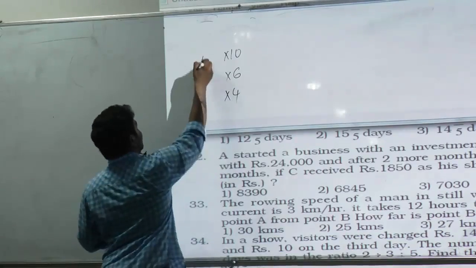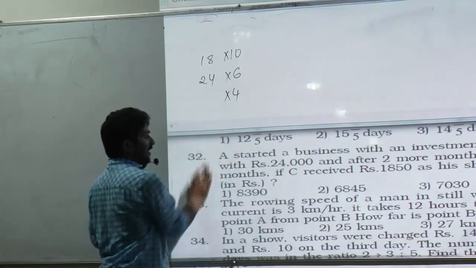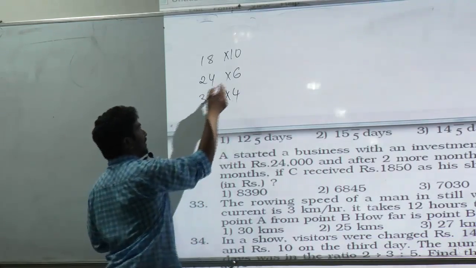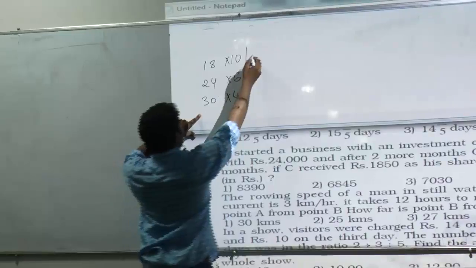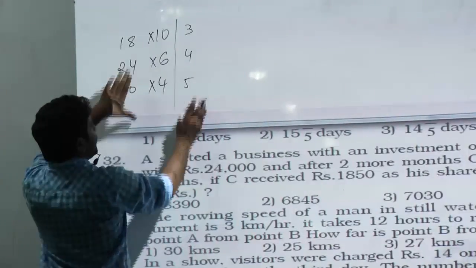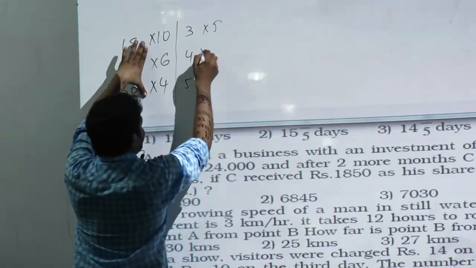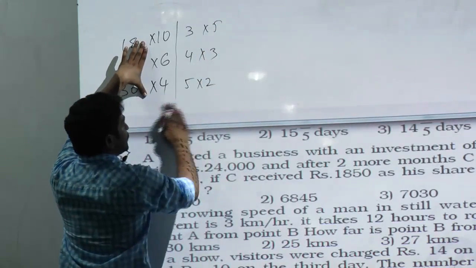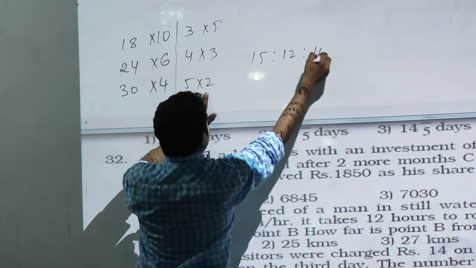A started with 18,000, B 24,000, C 30,000. Cancellation. Every number is a multiple of 6. That gives 3 times, 4 times, 5 times. All are even numbers, so 5 times, 3 times, 2 times. So what is the ratio? 15, 12, 10.